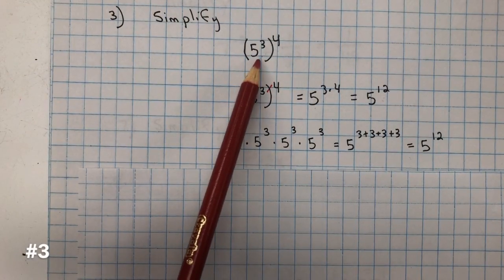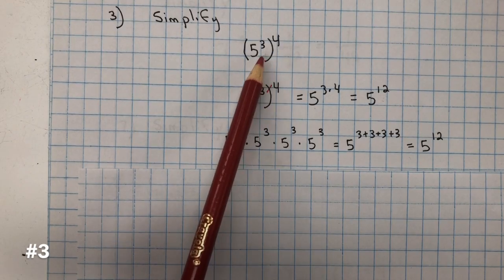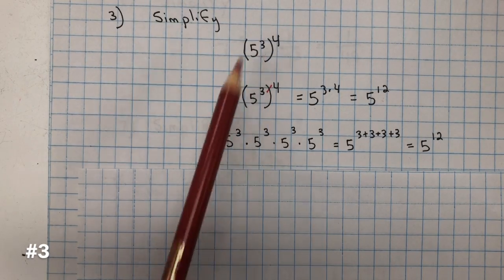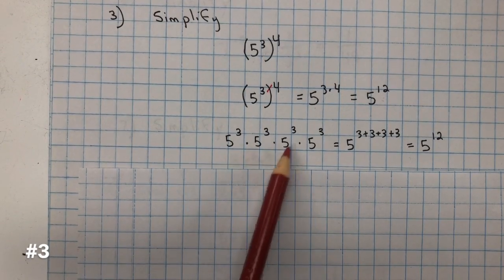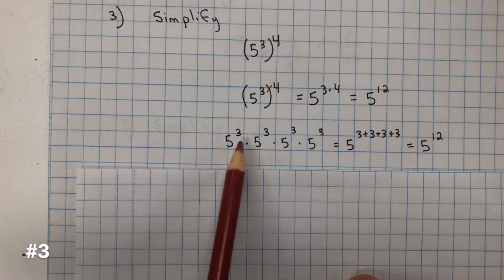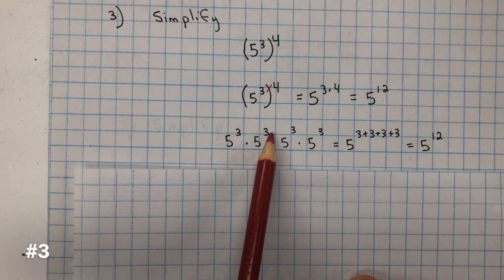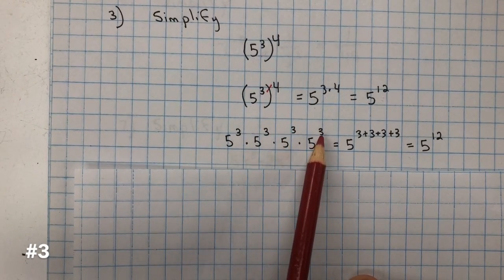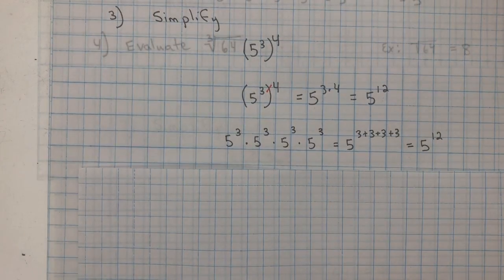Another way you could see this problem and simplify it is you have 4 groups of 5 to the 3rd power. So 5 to the 3rd, 1, 2, 3, 4 times. And the rule for multiplying integer exponents with the same base is you add the exponents. So 3 plus 3 is 6, plus 3 is 9, plus 3 is 12. So we still get 5 to the 12th power.